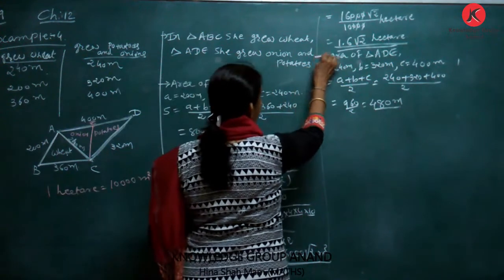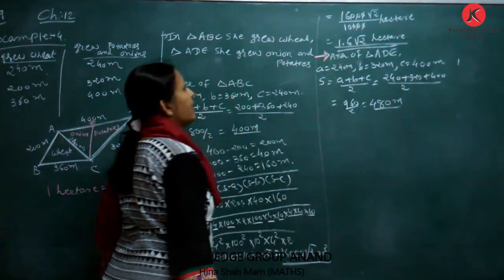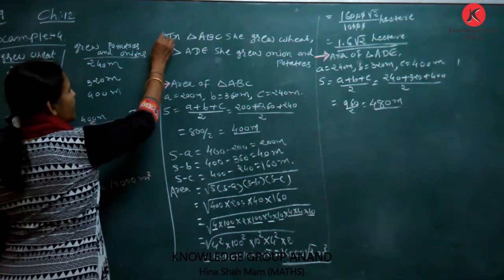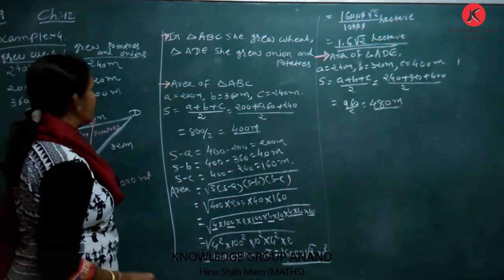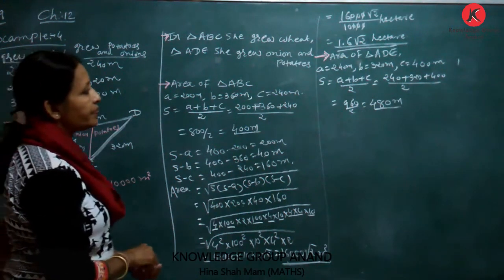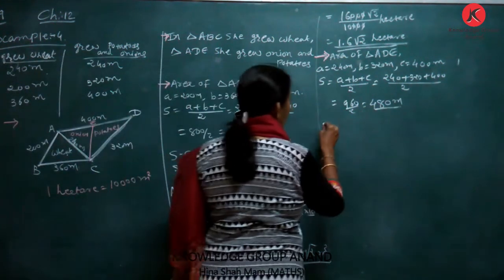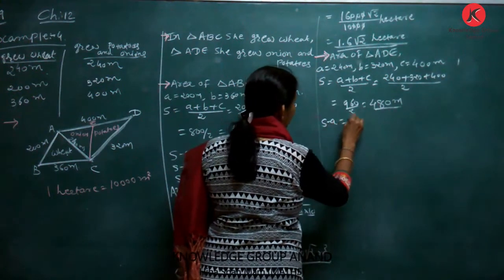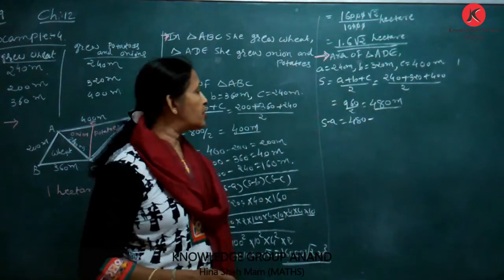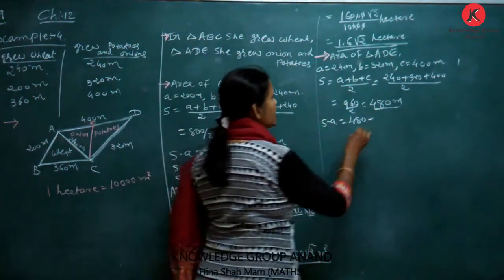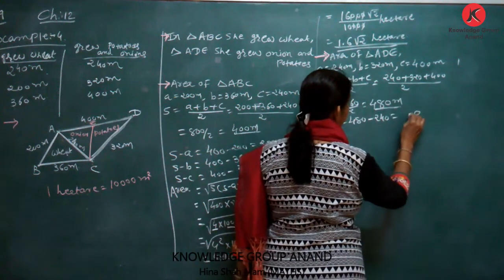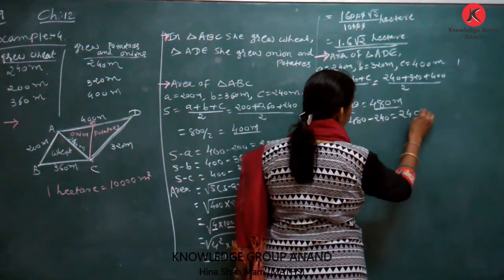Here we find another triangle. Now we find the area of triangle ABC. It is our solution. Start this solution. Now S minus A is equals to 480 minus 240 equals to 240 meter.